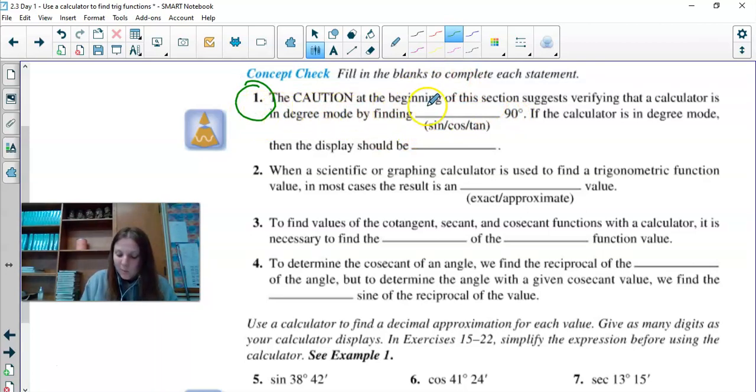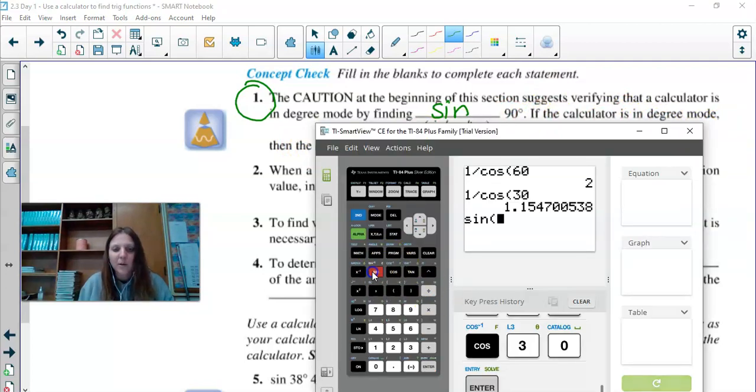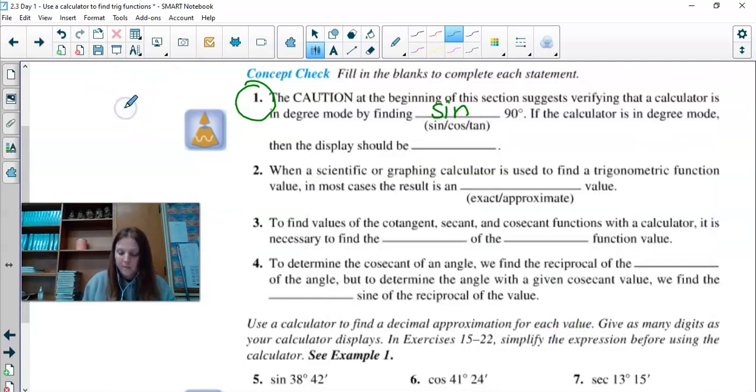The caution at the beginning of this section suggests verifying that a calculator is in degree mode by finding the sine of 90 degrees. If the calculator is in degree mode, then the display should be, well, we can even try this out, sine 90, and this is also in your book, but it will equal 1. Okay, so for question 1, you just need to write the word sine and then the number 1.